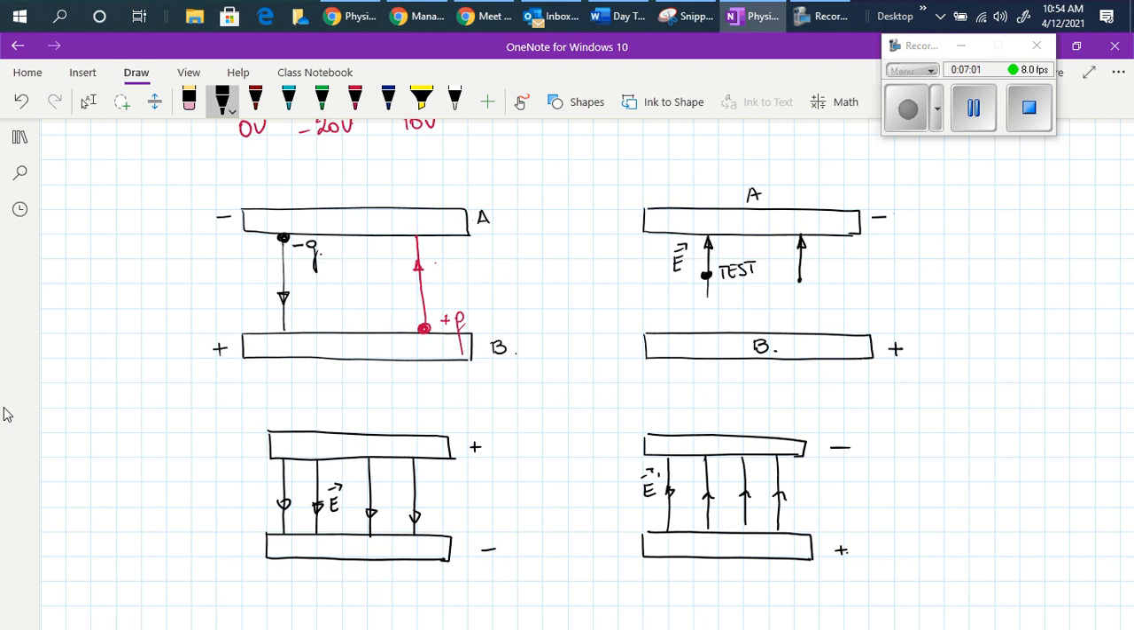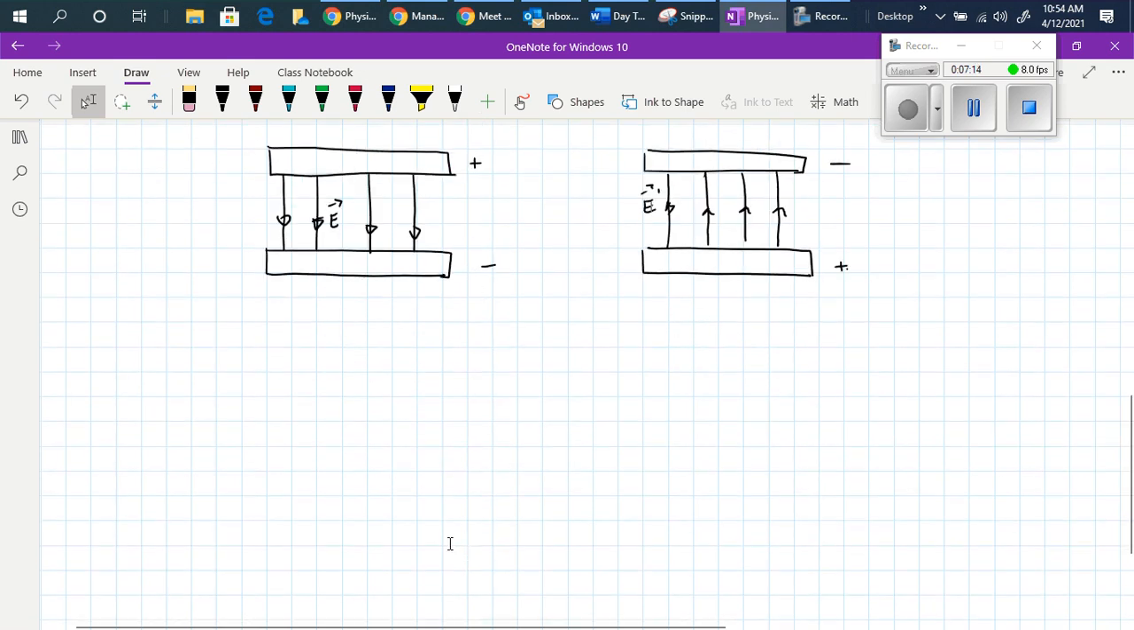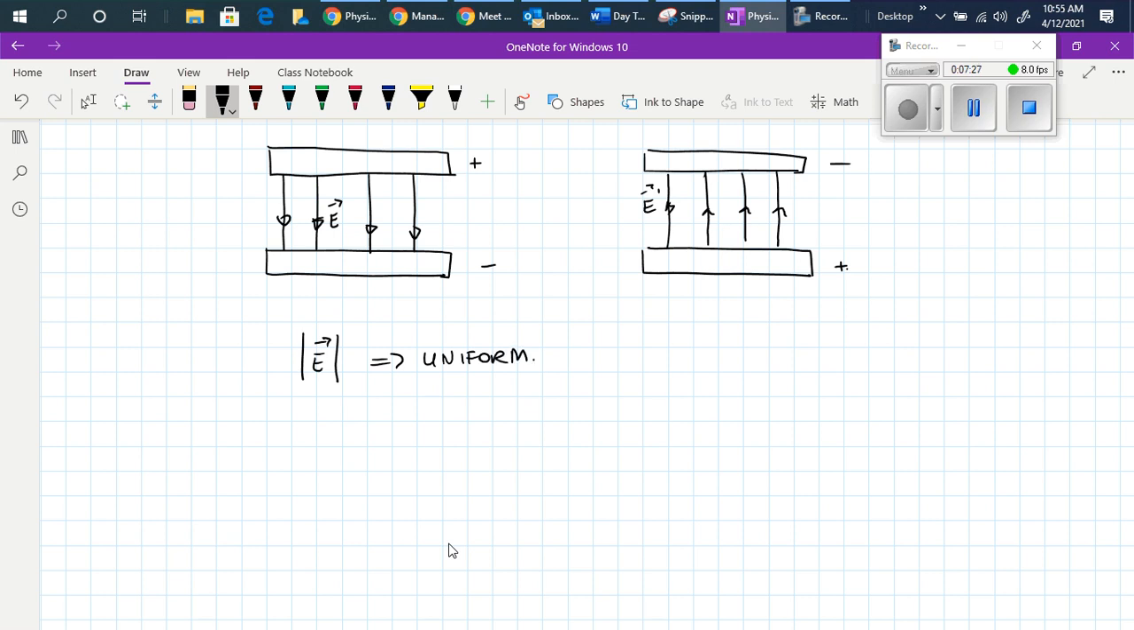As you see here from the electric field configuration between the two parallel plates, the field lines are equal distance between each other, which tells us that the electric field strength between the two parallel plates is uniform, meaning that at any point between the two parallel plates, the magnitude of the electric field strength is the same.